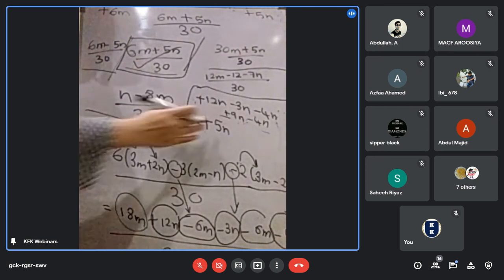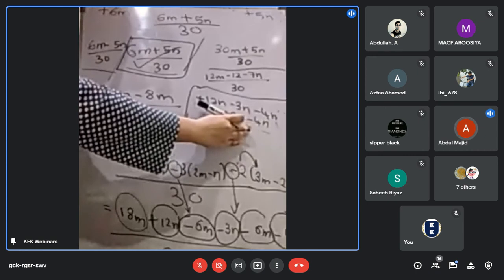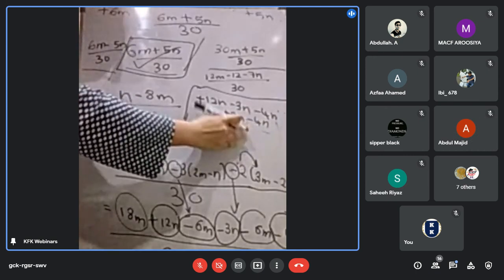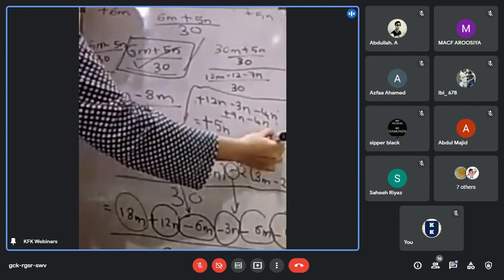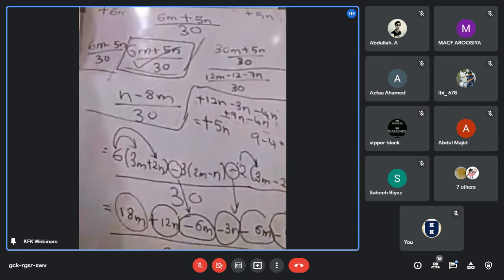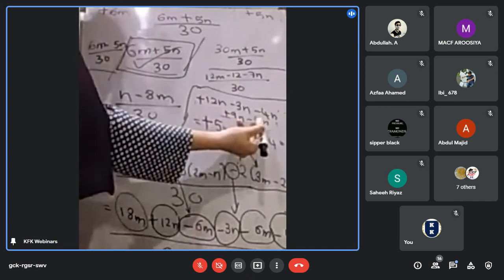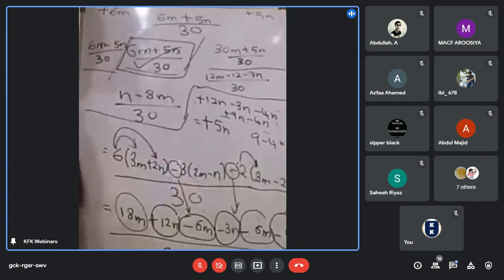Abdul Majid, you understood that? When you have a plus and a minus, you subtract, right? So when you subtract 9 minus 4, what is the answer? Plus 5, isn't it? So that is why 9n and minus 4n is plus 5n. Did you understand that?